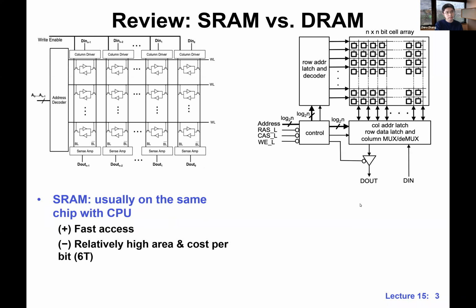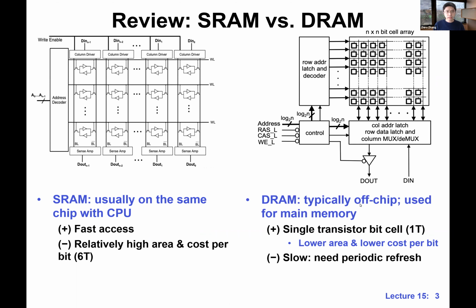Okay, first, with SRAM, it's usually on chip, sitting together with the CPU on the same chip. And SRAM gives us faster access, since we don't have to do this dynamic refresh. But the downside, there's a trade-off: we do have to pay more for more area and cost per bit because we have 6 transistors, 2 per inverter, and we also have 2 more transistors to connect to the bit lines.